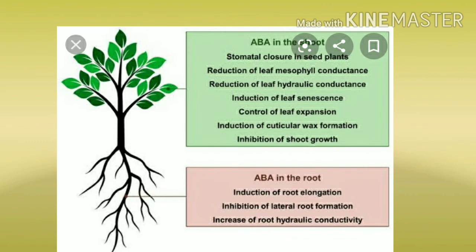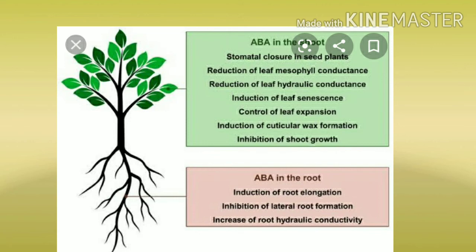Next is abscisic acid in the shoot system and in the root system. What is the role of abscisic acid in the shoot? Stomatal closure in seed plants, reduction of leaf mesophyll conductance, reduction of leaf hydraulic conductance, induction of leaf senescence, control of leaf expansion, induction of cuticular wax formation, and inhibition of shoot growth.